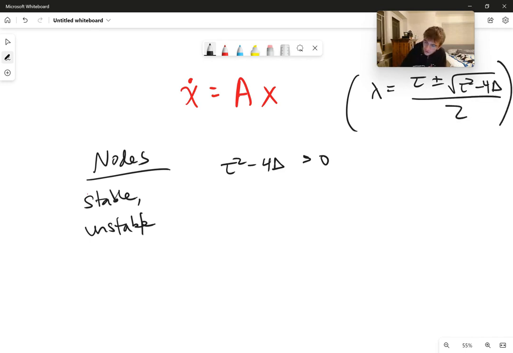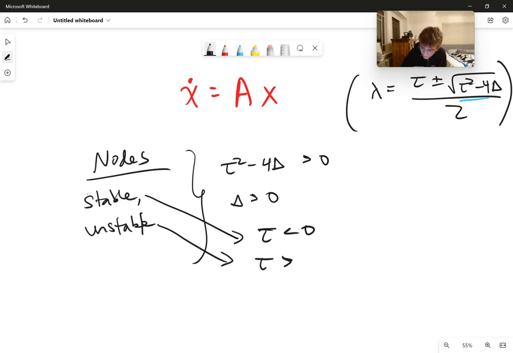Okay, so here, when I need this input to be real to have a node, that corresponds to this being greater than 0, and I also need the determinant to be positive, so that I get eigenvalues of the same sign. And now finally, to determine, so this is the nodes case, stable specifically occurs when the trace is negative, and unstable occurs when the trace is positive.